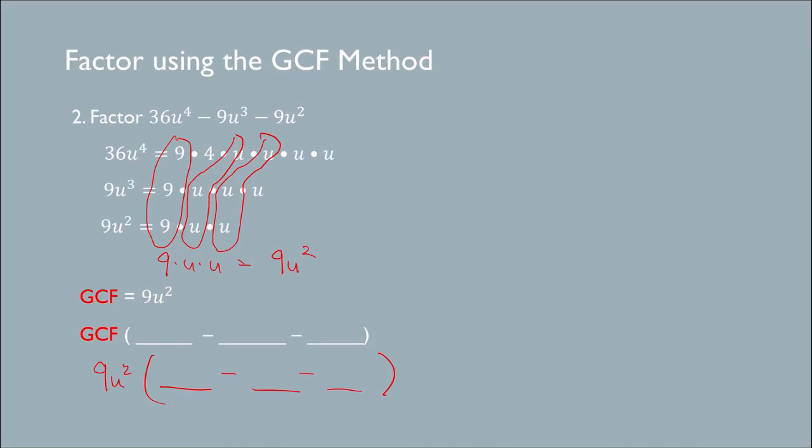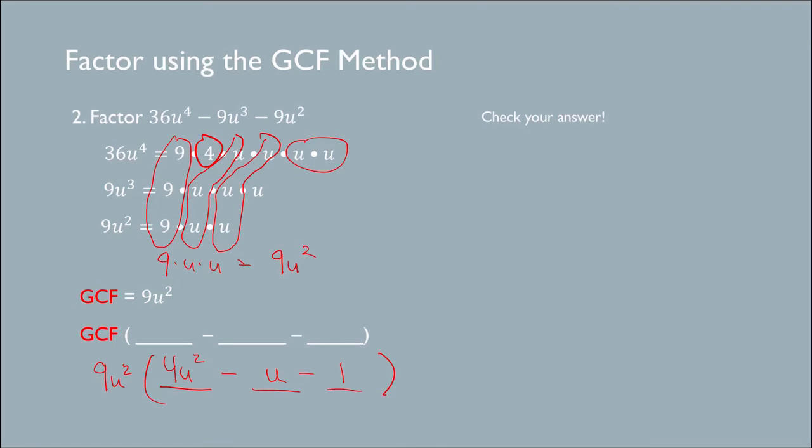Looking at the first term, it looks like a 4 is left behind, as well as 2 u's, and so let's write 4u squared. Now in the second term, one of the u's was left behind, so we'll put that in the second spot. And in the third term, everything got taken out in 9u squared, but we have to hold that term. And remember that when we distribute it back in, we still have to get the original problem, so we hold the spot with the number 1.